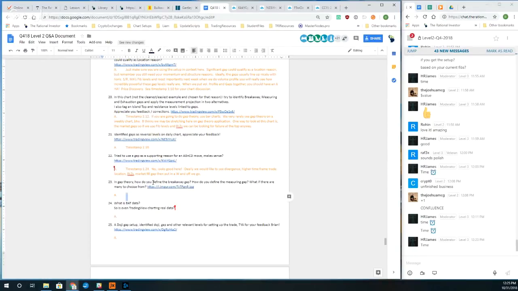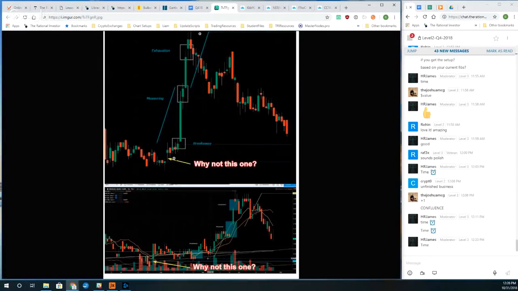Okay, in gap theory, how do you define the breakaway gap? How do you define the measuring gap? What if there are many to choose from? Well, see here, that's a tough one. I do like this gapping move here. Notice that the market pulled back and it was still basically in the trading range. And this one here, the market gaps higher and then literally comes right back down to it.